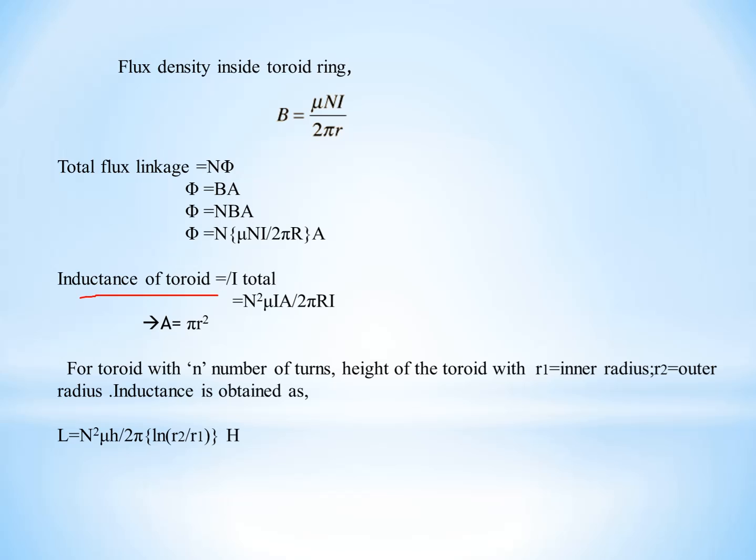So here the area is that of a circle, with inner and outer radii r1 and r2 and height h of the toroid. If we apply the limits, we will obtain N square mu h, the height of the toroid, by 2 pi into ln r2 by r1. H represents the unit of inductance, Henry.